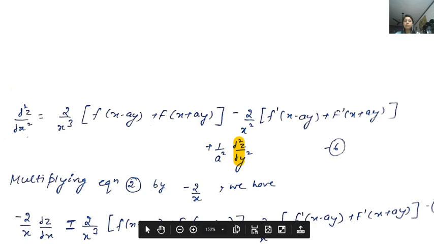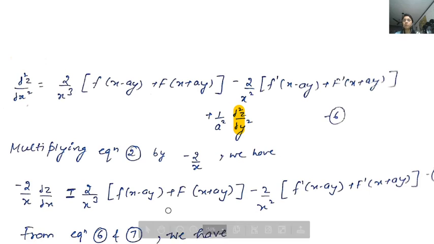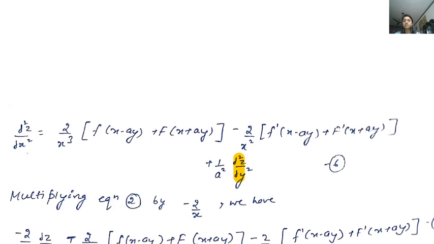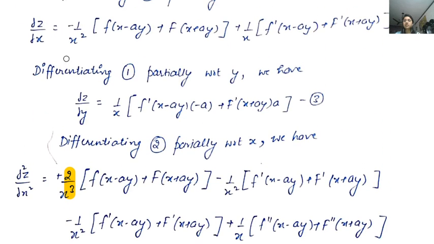Now multiplying equation 2 by minus 2 over x, when we multiply equation 2 by minus 2 over x, we will see that this term exactly matches. Let us have a look at equation 2. Equation 2 is this. When we multiply this term by minus 2 by x, we get minus 2 over x ∂z/∂x plus 2 over x cube into this and minus 2 over x square into this term as it is.